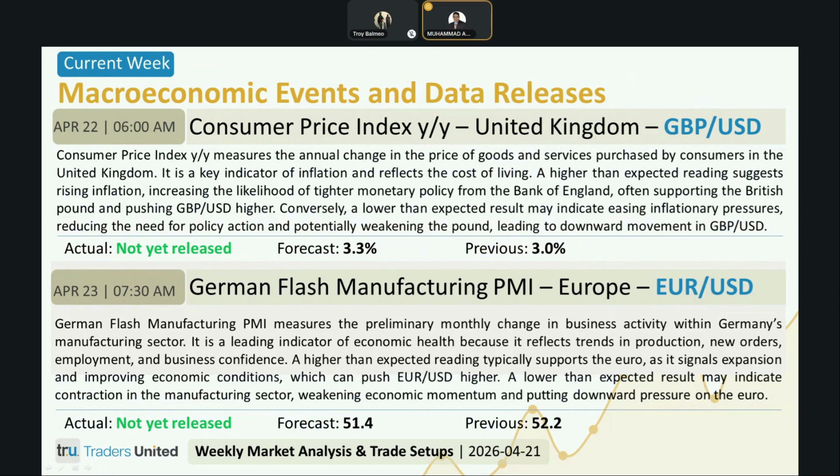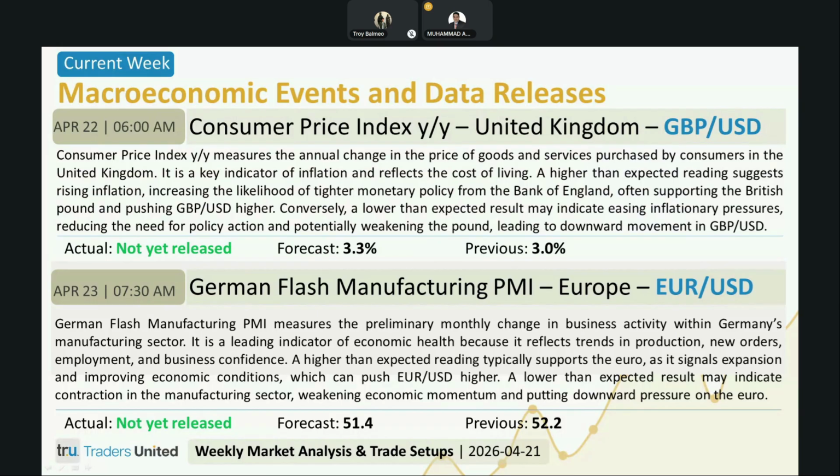So what is Consumer Price Index, also known as CPI? Consumer Price Index measures the yearly change in prices of goods and services in the United Kingdom. It is a key measure of inflation and reflects changes in cost of living. A higher than expected reading usually supports the British pound. It signals rising inflation and increases the chance of tighter policy from the Bank of England. This can push GBPUSD higher. A lower than expected reading may weaken the British pound. It suggests easing inflation and less pressure for policy tightening.